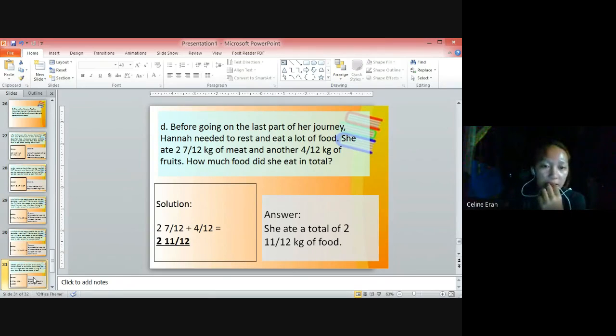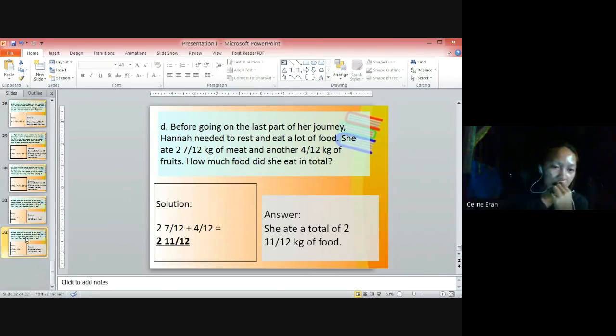Before going on the last part of her journey, Hannah needed to rest and eat a lot of food. She ate 2 and 7 over 12 kilos of meat and another 4 over 12 kilos of fruits. How much food did she eat in total? So here's the solution. 2 and 7 over 12 plus 4 over 12 is equal to 2 and 11 over 12. So the answer is she ate a total of 2 and 11 over 12 kilos of food. So that's all. Thank you.